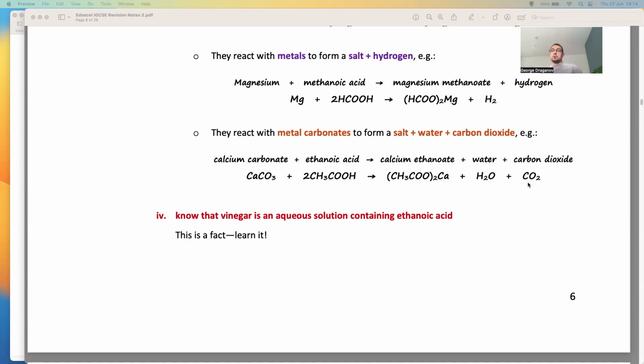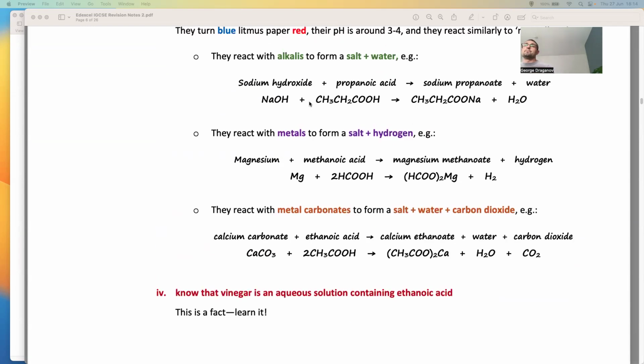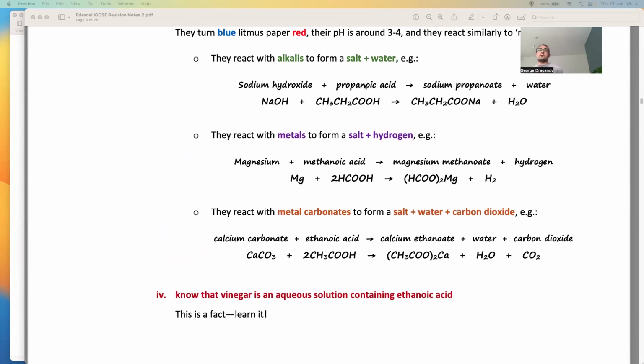Now the extra one I wanted to teach you was this one. What happens if you do an alkali plus an acid? You get salt plus water. So we've done this one, which was redox. This was neutralization. This is also neutralization.